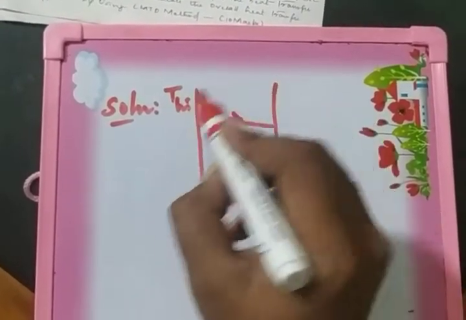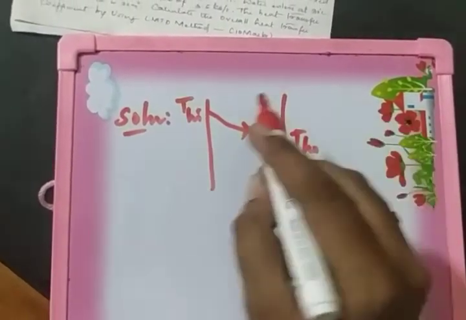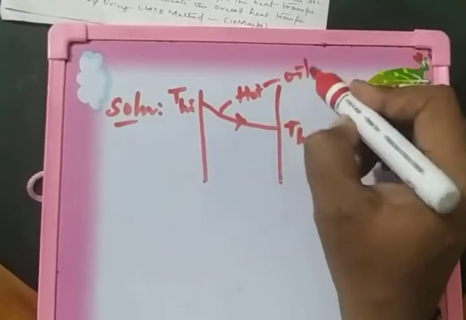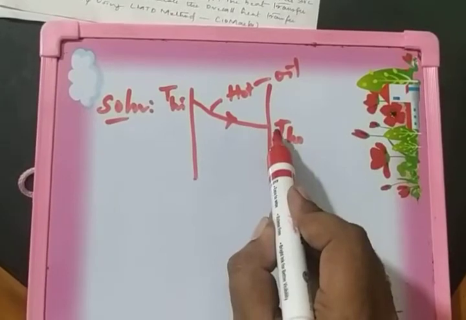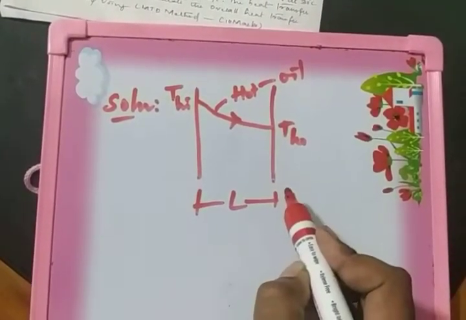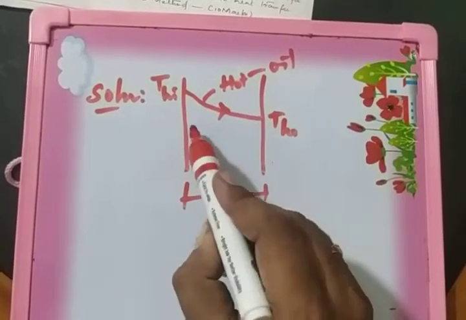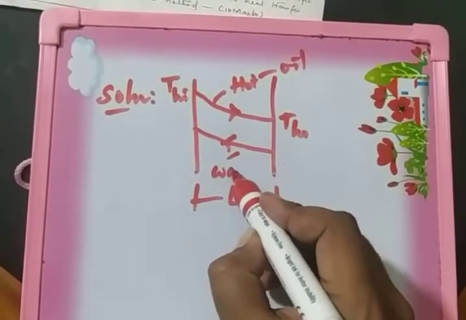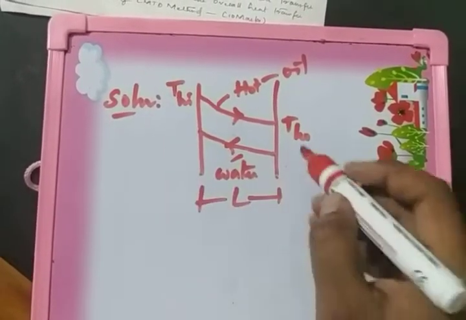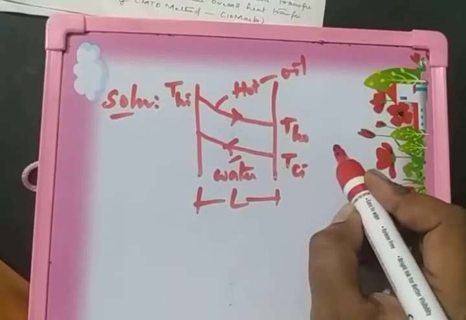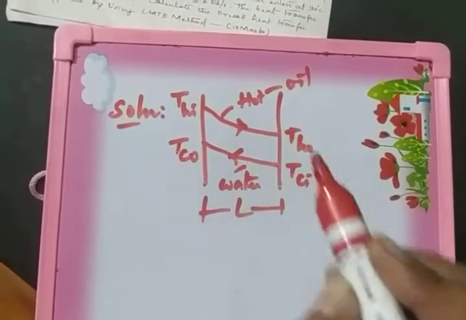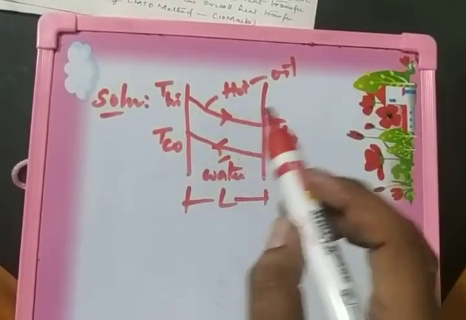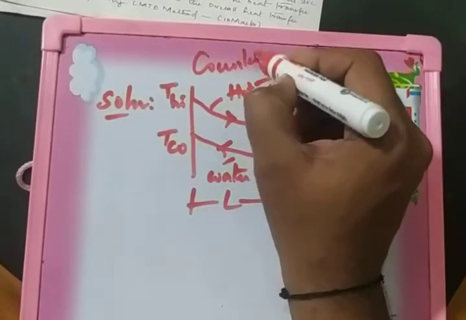So this is THI, this is THO. This is the temperature diagram for the hot fluid, that is oil. Temperature keeps on decreasing along the length of the heat exchanger. On the other hand, since it is a counterflow heat exchanger, the cold fluid, here in this problem it is water, will move in the opposite direction. While entering, the temperature is TCI, and while it leaves, the temperature is TCO. So this is a standard temperature profile diagram we can draw for a counterflow type of heat exchanger.